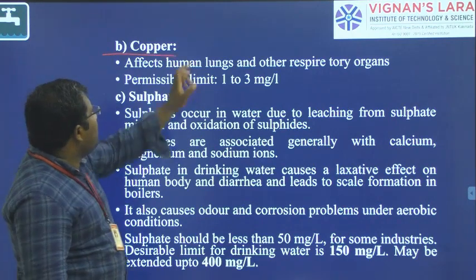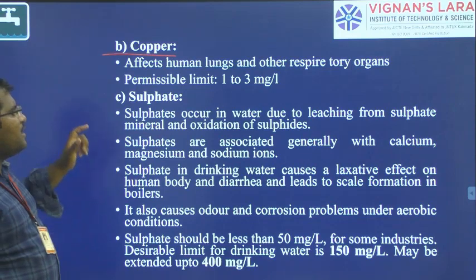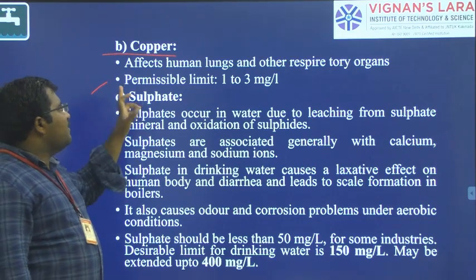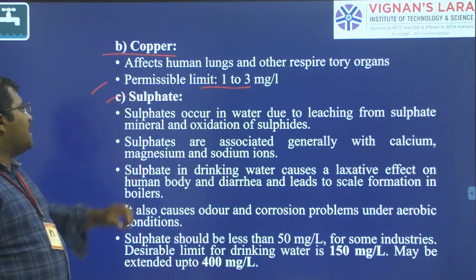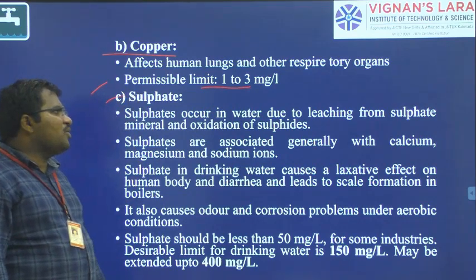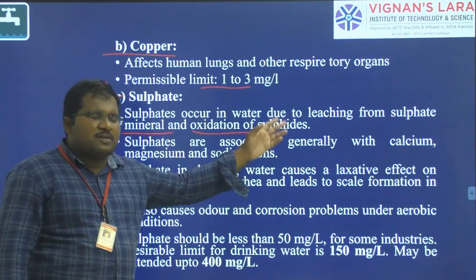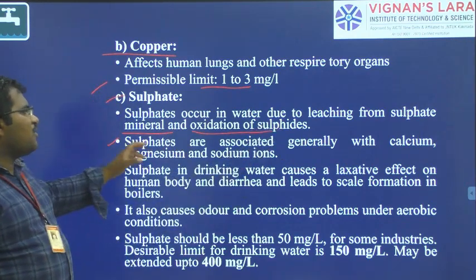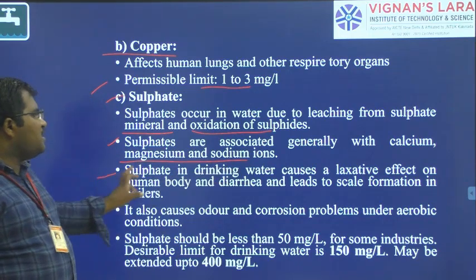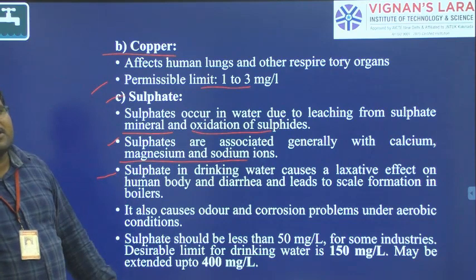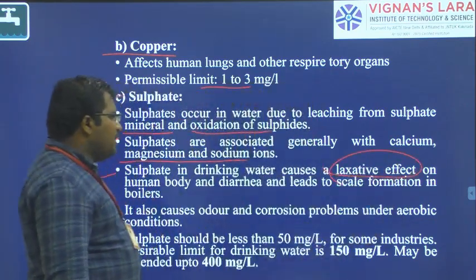Next, copper. It is going to affect human lungs and other respiratory organs. The permitted limit is 1 to 3 mg per liter. Next we have sulfates. Sulfates occur in water due to leaching from sulfate minerals or oxidation of sulfides. Sulfates are associated with calcium, magnesium, and sodium ions. Sulfates in drinking water cause a laxative effect, that means free motions.